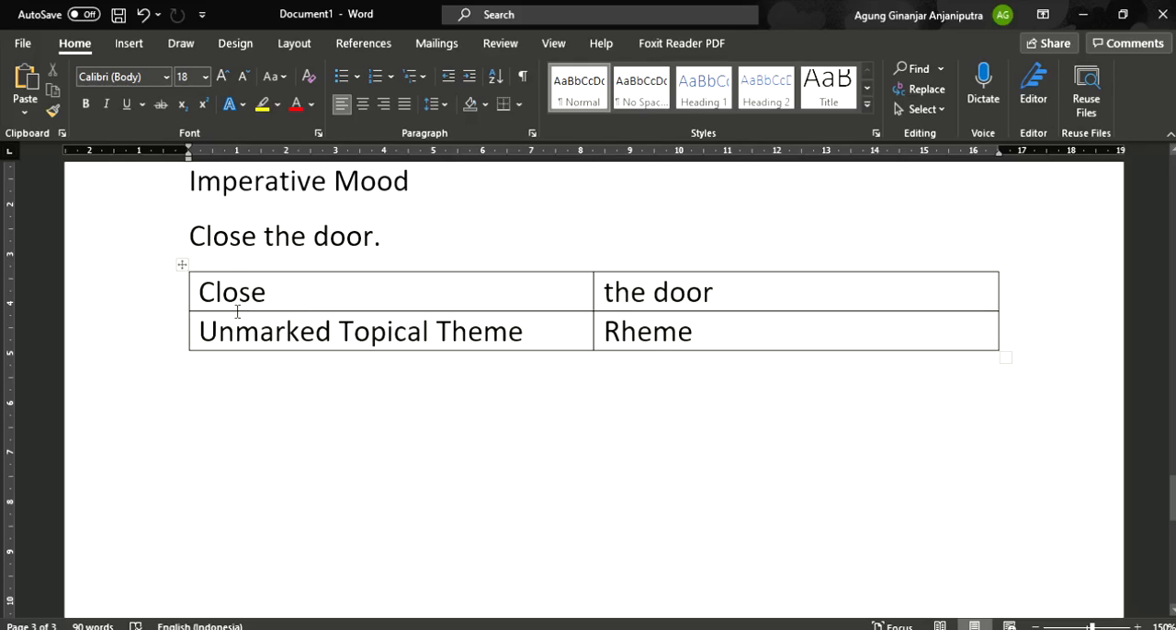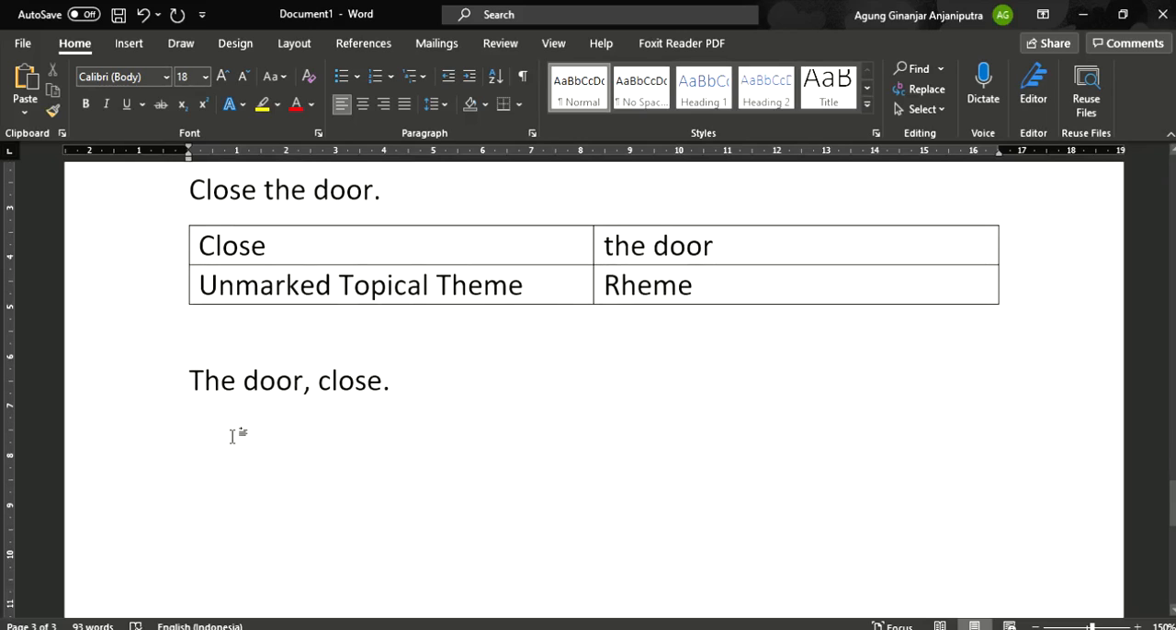Okay, and then we can also add, for example, marked topical theme by adding a circumstance at the beginning. Okay, we can also put the, what is it, the complement, not complement, another participant at the beginning. For example, it is common in spoken language, but can hardly occur in written language. For example, "the door, close." Okay, in spoken language it's common that we put the complement at the beginning. Okay, it's imperative. The door, close.